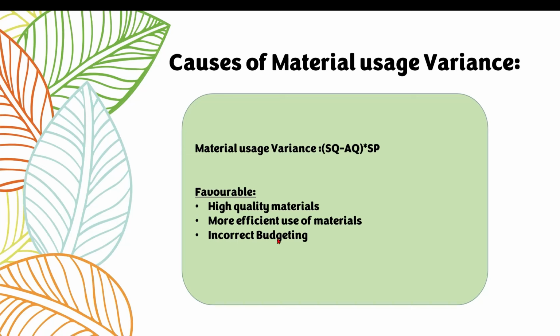And incorrect budgeting could also be the situation, like we have incorrectly set the standard. In that case it could also be a possible reason. So now adverse, if we are purchasing poor quality material, as I told earlier, that means wastage will be more, and wastage being more means your actual quantity used will be more as compared to the standard one. This means your situation is worse than what you expected, and that could lead to your adverse situation.